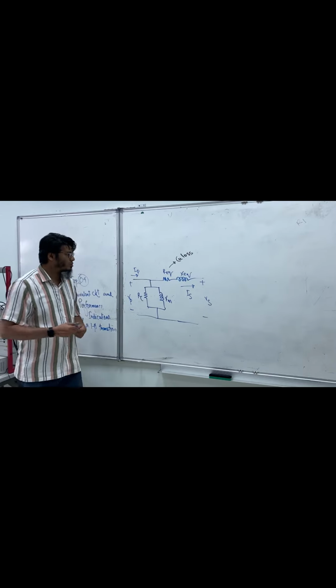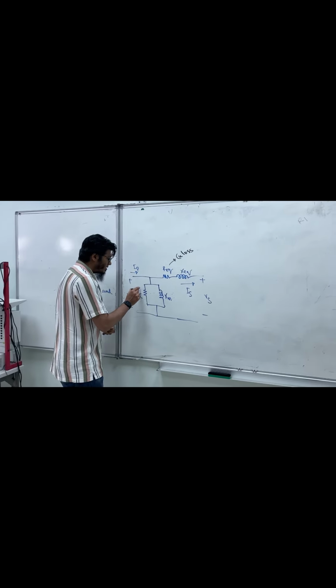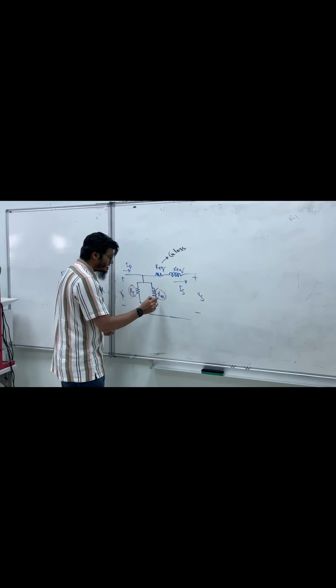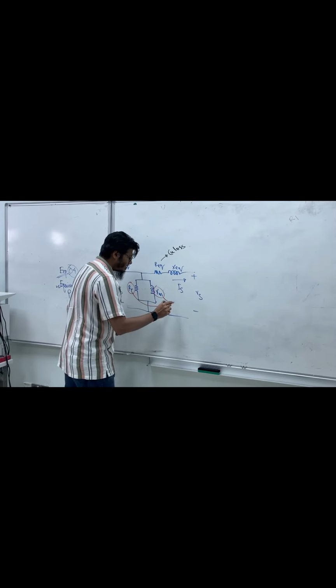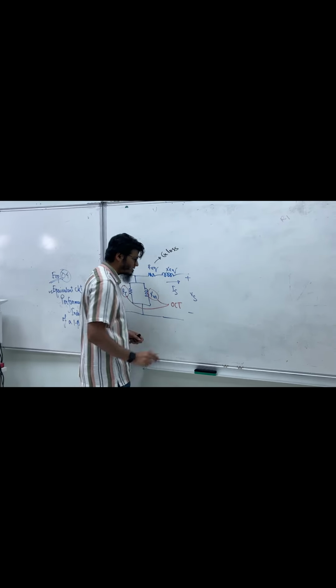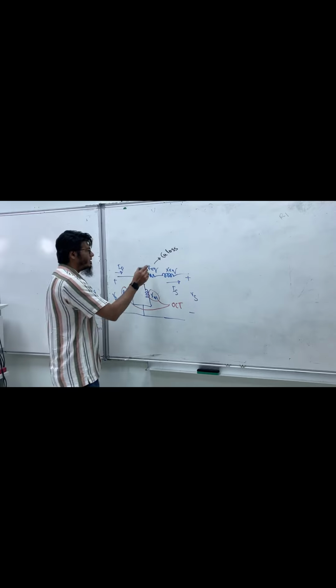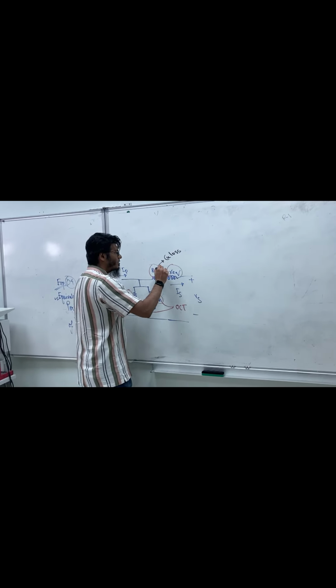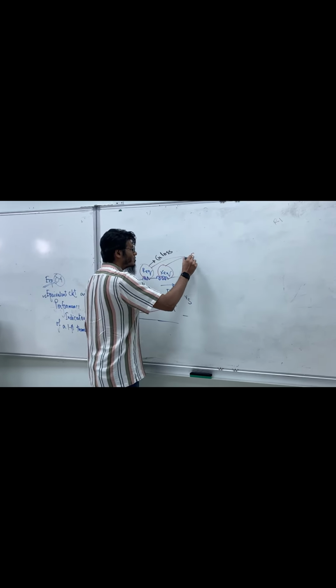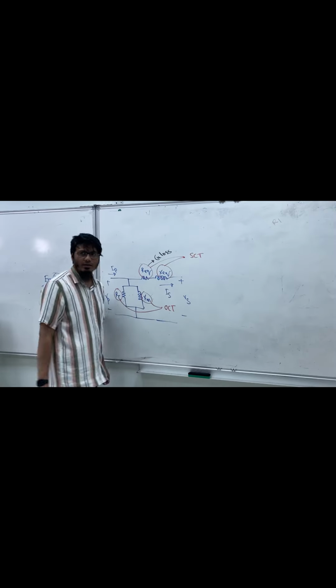If you can remember how we get their values, we do two tests: short circuit and open circuit. Exactly. So this RC and XM we find by the open circuit test, and this R equivalent and X equivalent we find through the short circuit test.